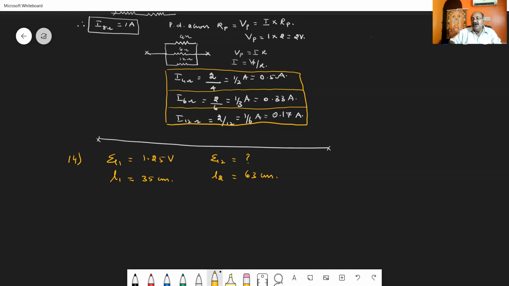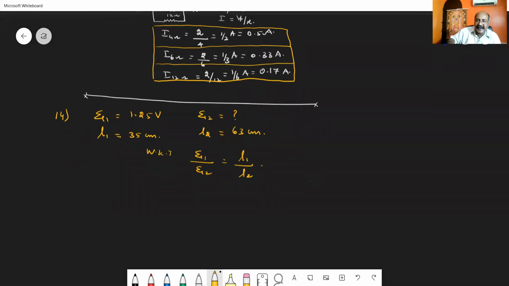According to the comparison of EMF in a potentiometer, E1 divided by E2 is equal to L1 divided by L2. We need the second EMF. Cross multiplying, E2 equals E1 into L2 divided by L1. What is L2? What is E1? First of all, 1.25 multiplied by L2, that is 63, divided by L1, which when substituting is 35.